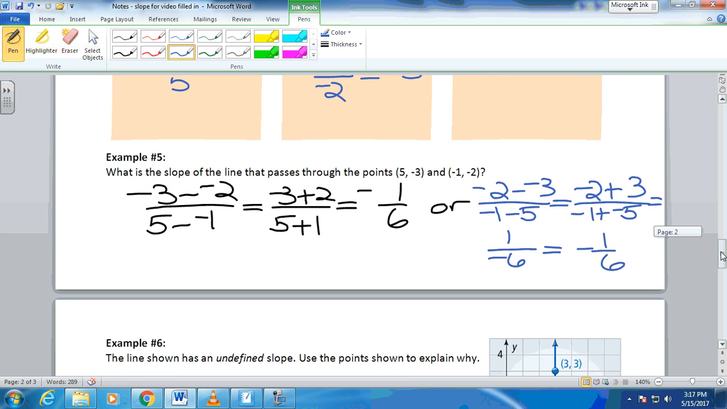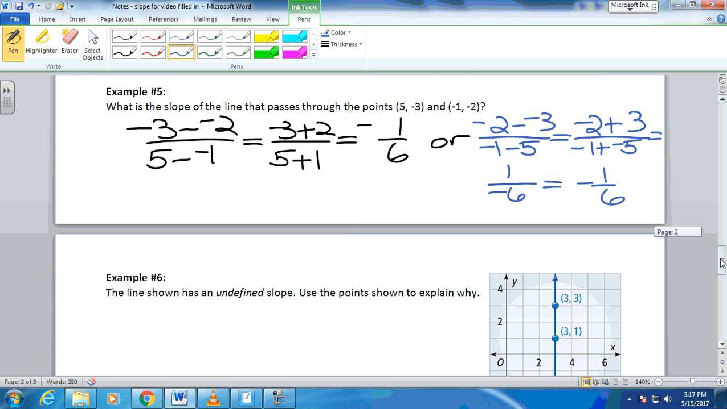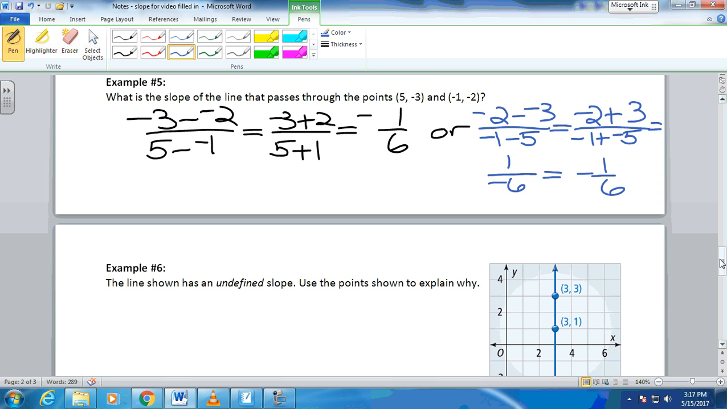And my final answer here, again, I'm just trying to show you both ways that will give you the same answer, and I'm showing you in 2 different colors. If you decided to go negative 3 minus negative 2, you would get negative 1/6. Or if you chose the second set first, you can go negative 2 minus negative 3, and again, you will still end up with the negative 1/6 at the end.